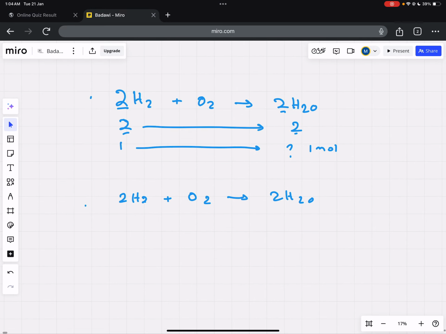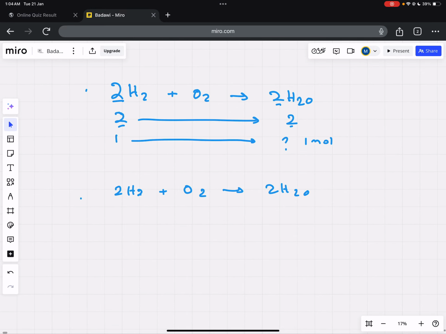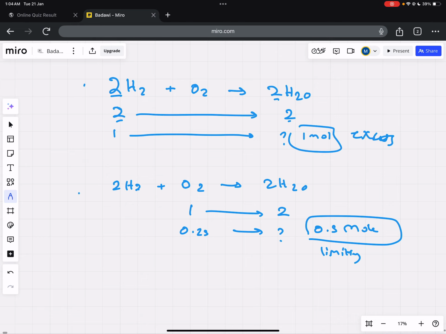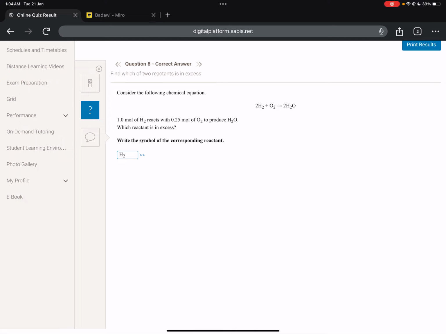Now we have to check the oxygen. Again, 1 mole of oxygen, 2 moles, then 0.25. How many moles? We cross multiply, we will get 0.5 moles. So of course, the oxygen is limiting, while the hydrogen is excess. They said the excess, so we're gonna say the hydrogen.